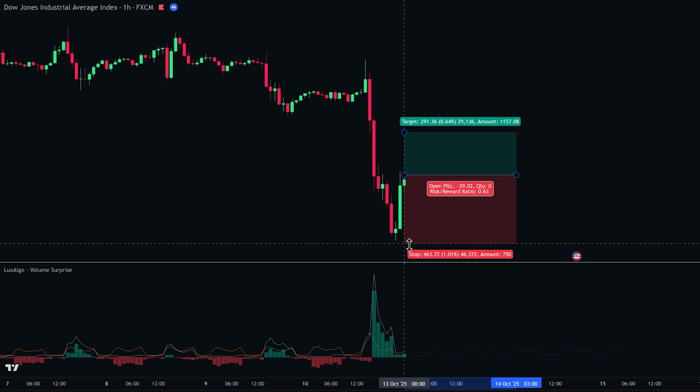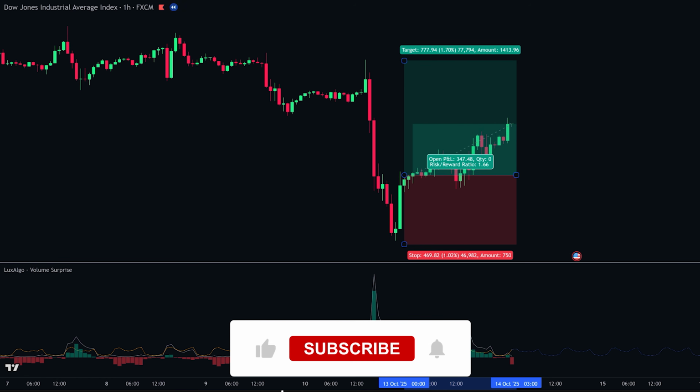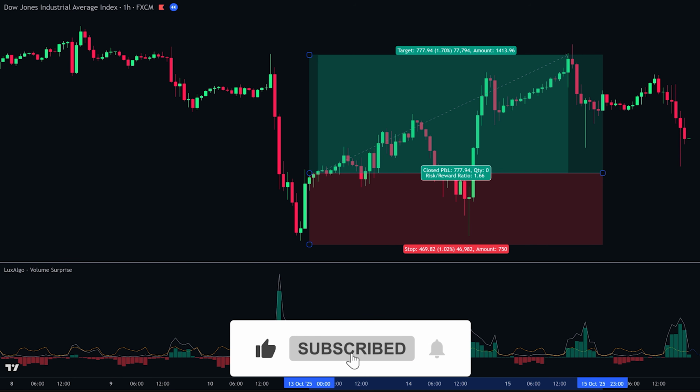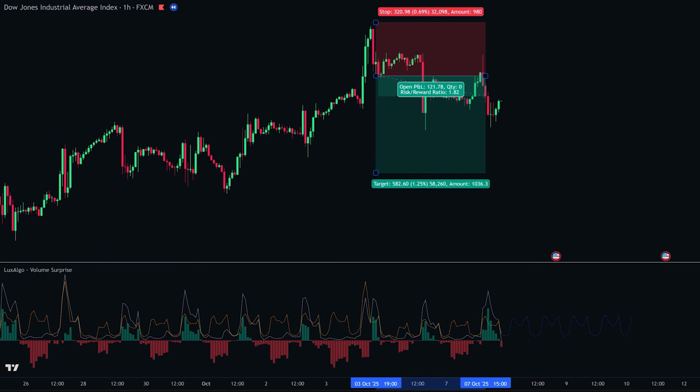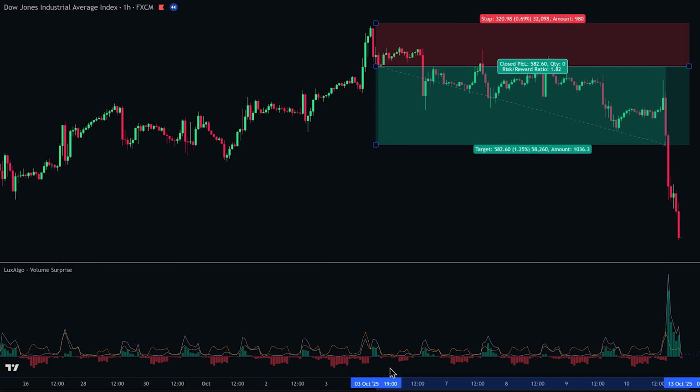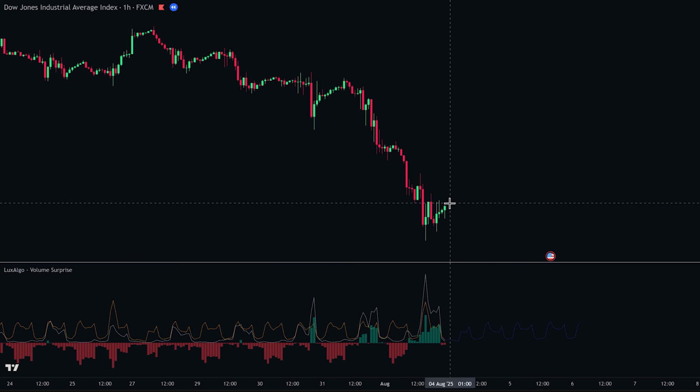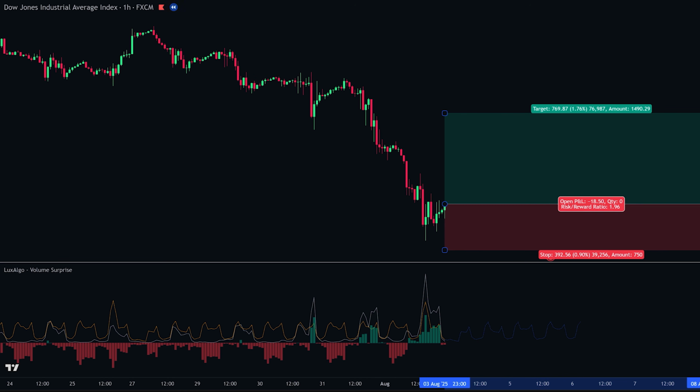Is that breakout supported by genuine surprise volume, or is it just noise? Quantify the impact of news events. Was that earnings report a true surprise to the market, or did it fall flat? And even forecast potential activity for the next few bars, giving us a slight edge.